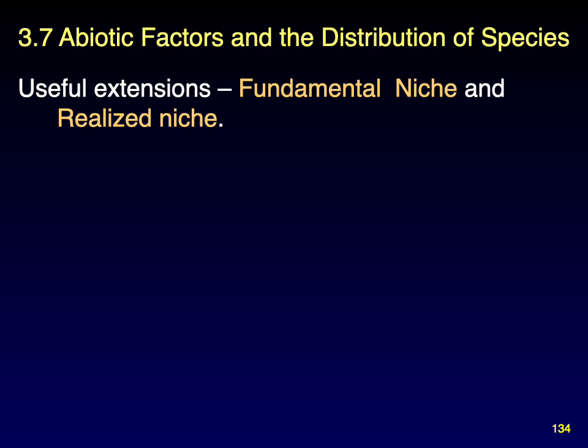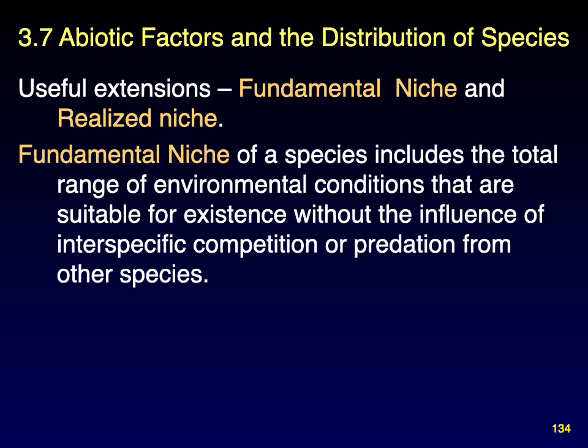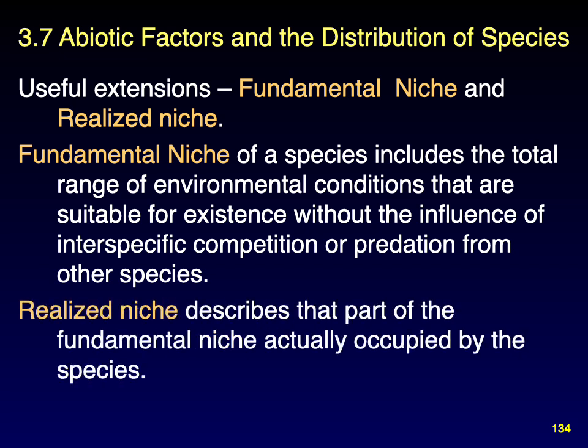So two useful extensions of this ecological niche are the fundamental niche and the realized niche. The fundamental niche of a species is the total range of environmental conditions that are suitable for existence without the influence of biological factors like competition or predation. Now, the realized niche is what part of that fundamental niche the species actually occupies, and of course that relates to where it exists in terms of a geographical range. So the realized niche describes the part of the fundamental niche actually occupied by the species.